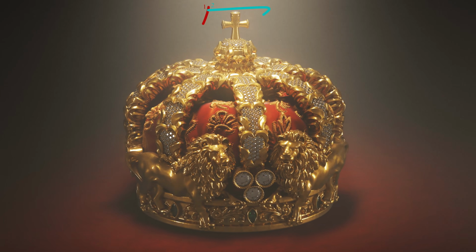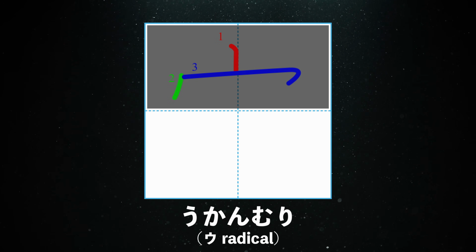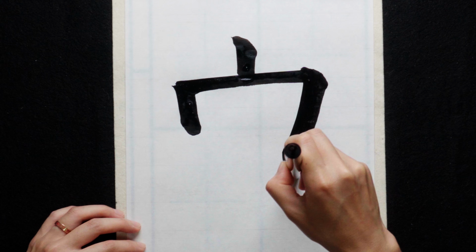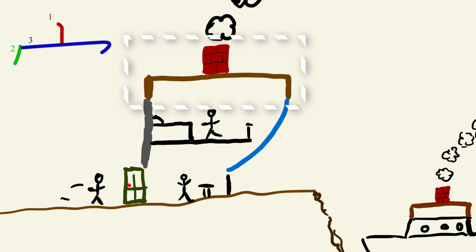Kanmuri means crown, so as you might guess, they're radicals which appear on top of characters. They include things like nabebuta, hitoyane, and ukanmuri, which gets its name from the fact that it looks like the katakana u. I like to call it a roof with a chimney, but that's me.